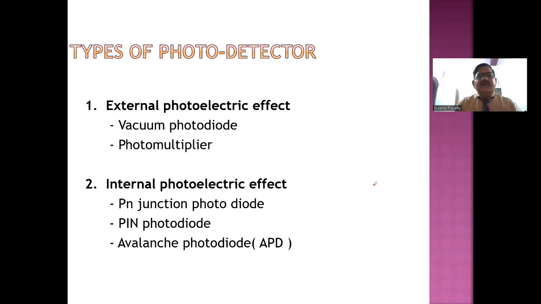So therefore, the principle of photodetection can be classified based on whether you are measuring the current by taking this principle like external photoelectric effect, or you are using a principle which is known as internal photoelectric effect, where the conduction is due to these electrons and holes.